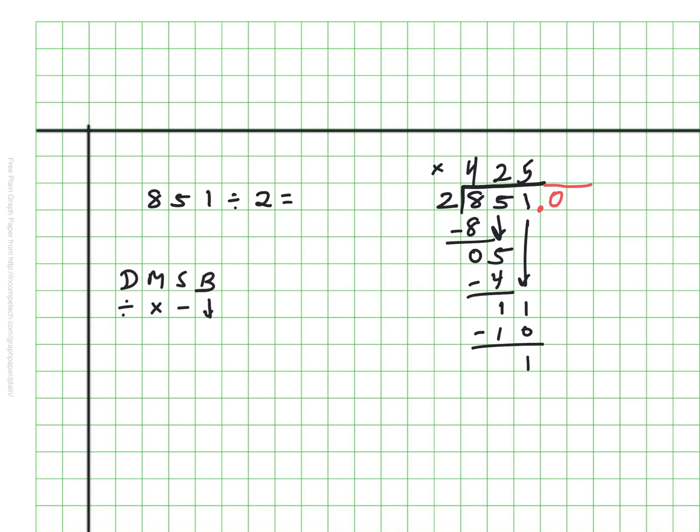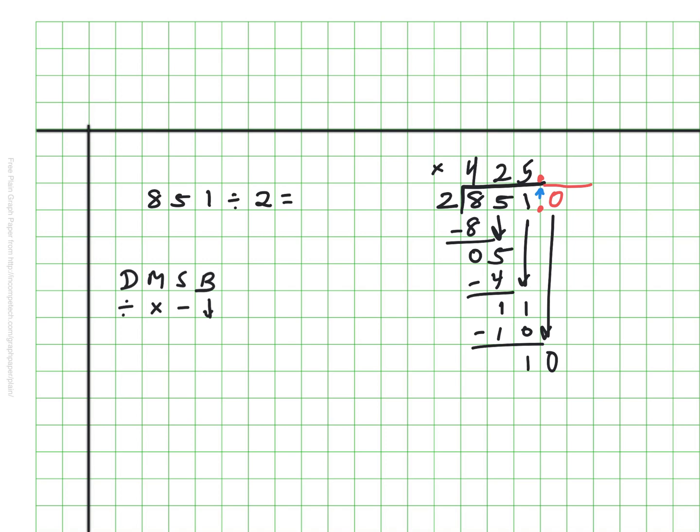I've just given myself a little bit of extra to work with to finish this problem off. Because now I have this, and I have one more thing to do. If I have a decimal here, I need to make sure that I put my decimal straight up above here so that I don't lose track of my place values. But now I have an extra 0 that I can bring down.